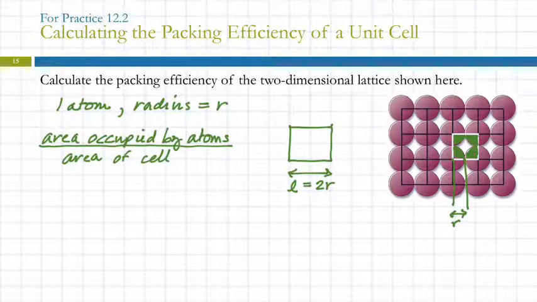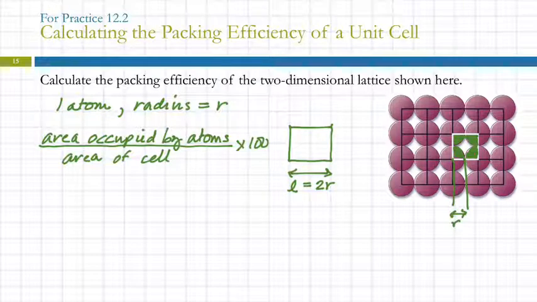It's the part divided by the whole, and then times 100. That's going to give us the packing efficiency. It'll tell us what percentage of that is occupied by atoms. So we need the area that's occupied by atoms.